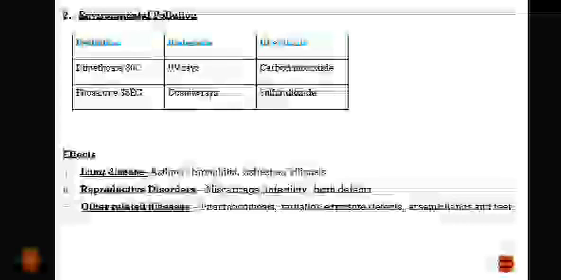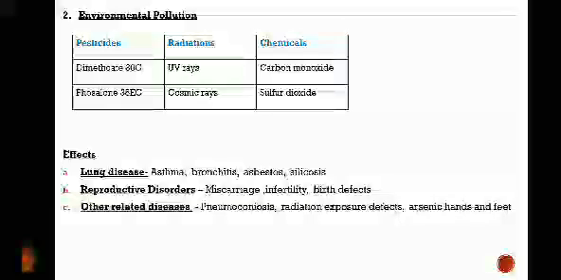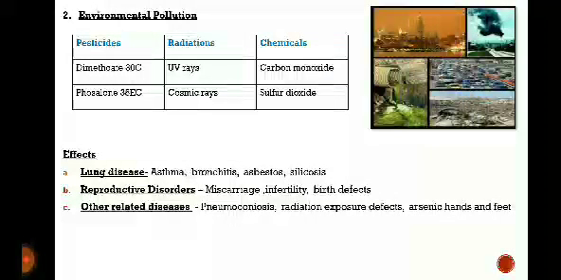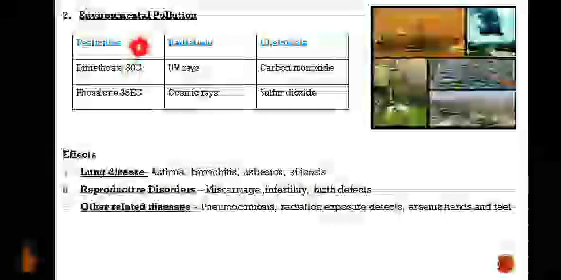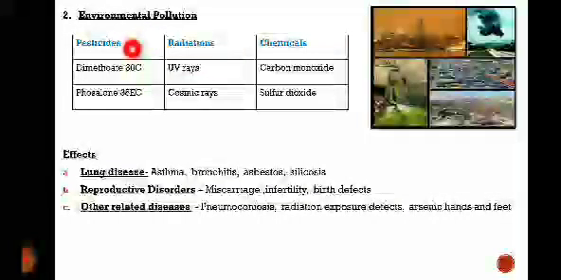Environmental pollution is the contamination of physical and biological components of the earth's atmosphere to such an extent that normal environmental processes are adversely affected. So here in this table, it is shown that different pesticides are used in the environment which are causing pollution.